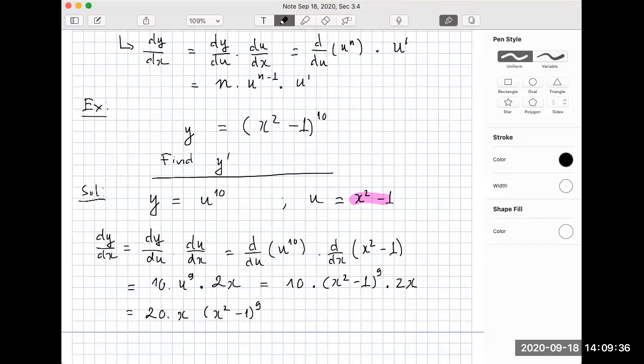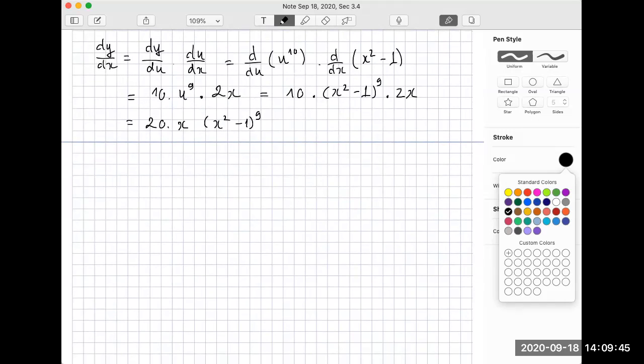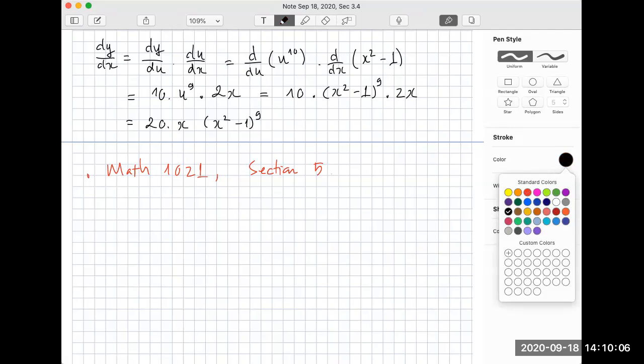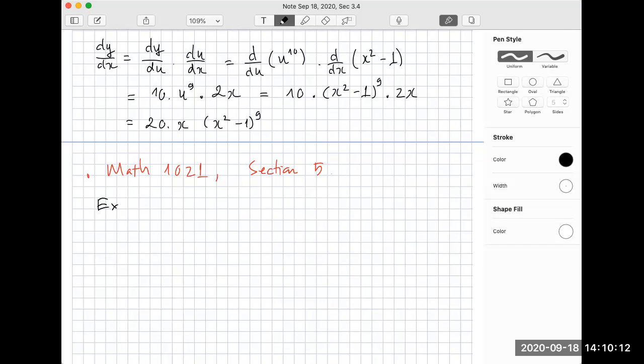Okay, now let me remind you the exponential function and logarithm function. If you want, you should go back to review it. You can find it in the math website of our department, Math 1021, section 5. It is very clear and detailed. There are a lot of very useful things there. But for now, let me just review the exponential function.